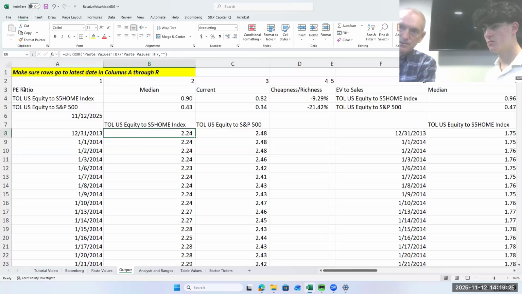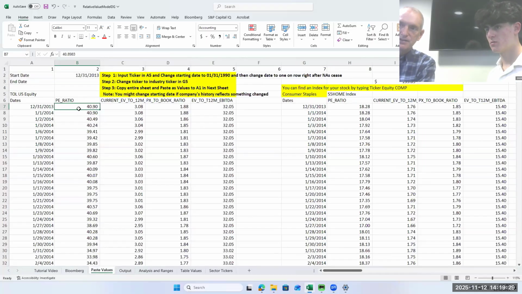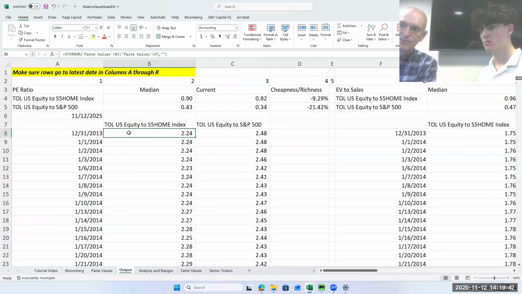But you notice when we did it over here in the PE values, their PE ratio was actually 40. So what goes on here? Well, what we're doing is relative. Their PE was 40.9, but their industry was 18. So at the output we take their PE ratio and divide it by the industry. And what it's telling us is back in 2013, they were trading 2.24 times higher than the industry. They were 224% expensive to their industry.